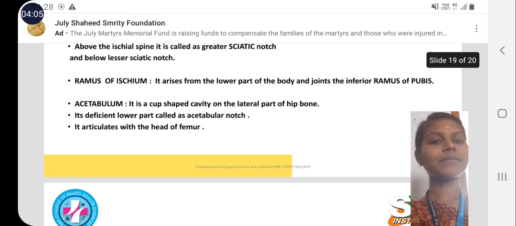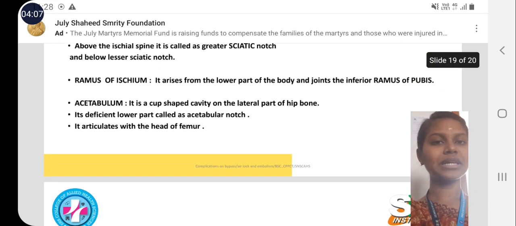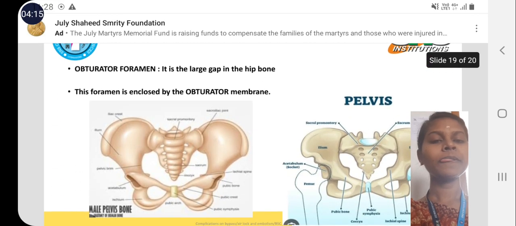Acetabulum. It is a cup-shaped cavity on the lateral part of the hip bone. Its deficient lower part is called the acetabular notch. It articulates with the head of femur. Obturator foramen. It is a large gap in the hip bone. This foramen is enclosed by the obturator membrane.